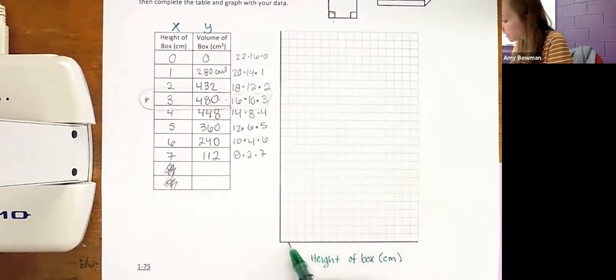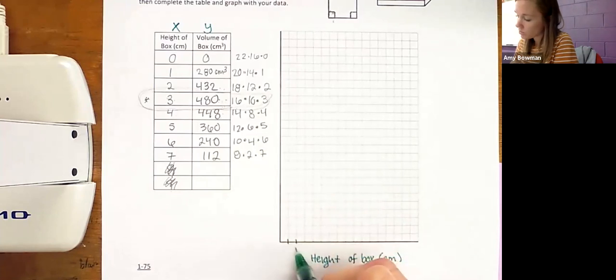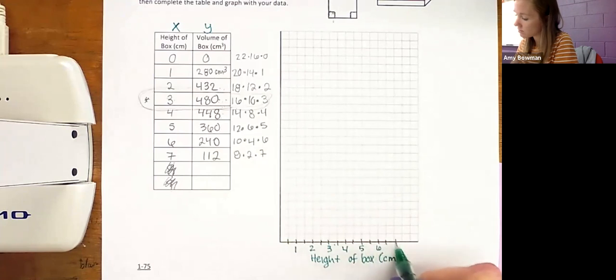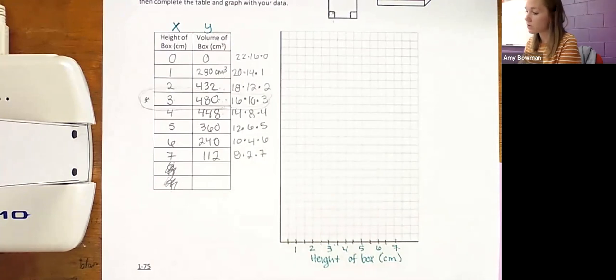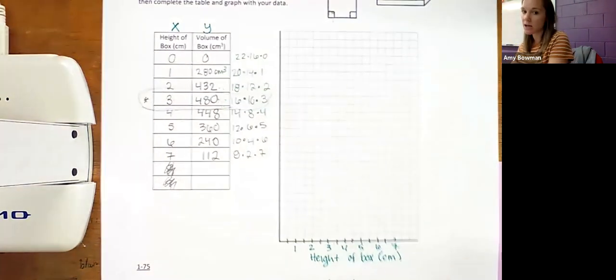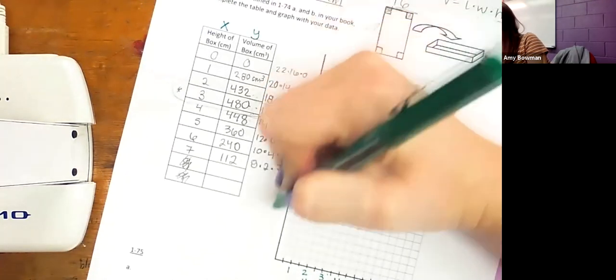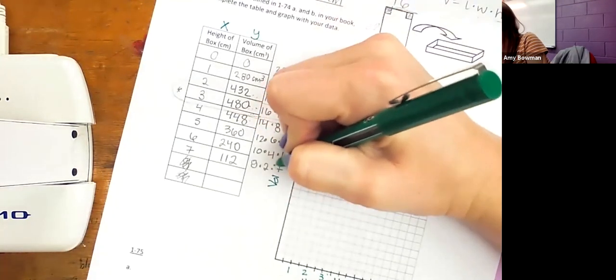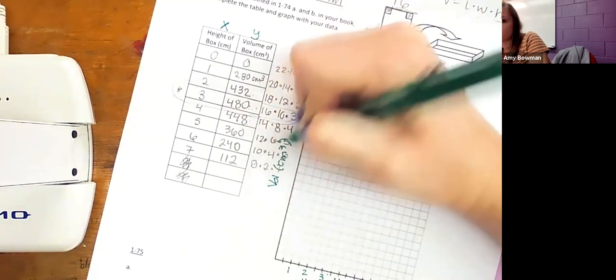So let's see how much space I have. I'm going to scale by 2s. So this would be 1, 2, 3, 4, 5. Okay, so there's my x-axis labeled, and then my y-axis is volume, and my lowest volume is 0, and I'm going to try and go up to 500 since my highest volume was 480. So I'm trying to do this without moving it too much. So this will be volume, and that's in centimeters cubed. I'm writing over my other work.